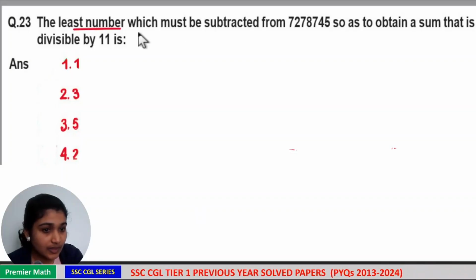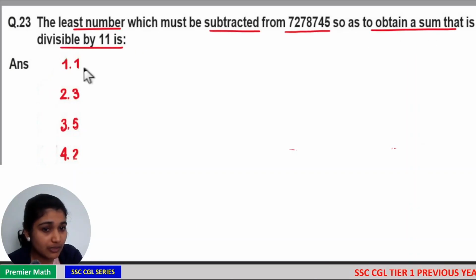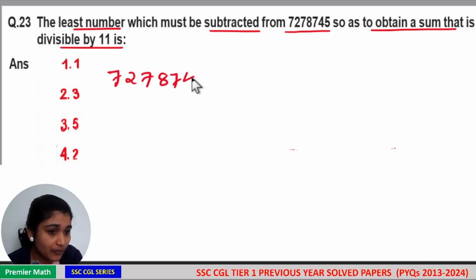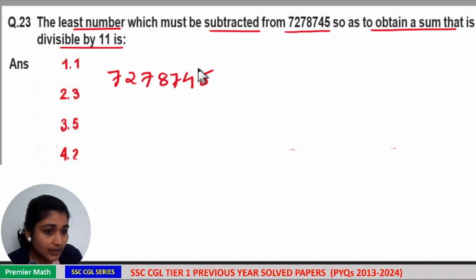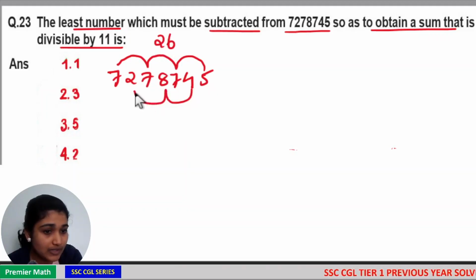The least number which must be subtracted from 7278745 so as to obtain a sum that is divisible by 11. So check the divisibility rule of 11 on 7278745. For that, take the odd place sum, which is equal to 7 plus 7 plus 7 plus 5, which is 21 plus 5, 26. Now take the even place sum, which is 4 plus 8 plus 2, 14.